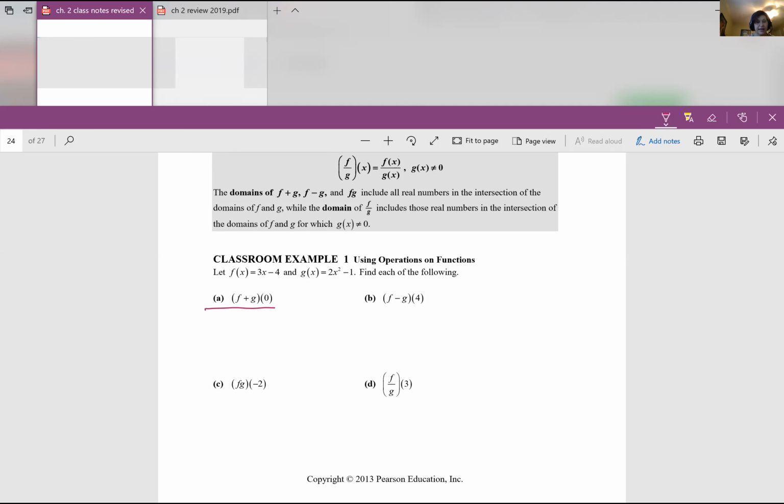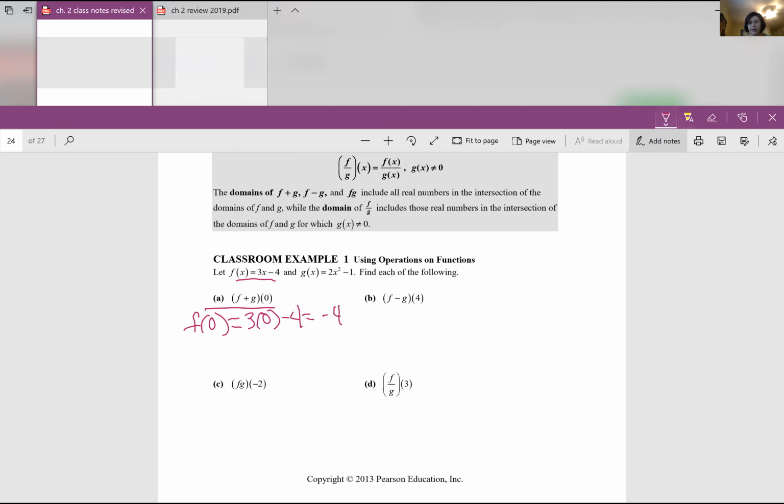And you may be thinking, well, what am I supposed to do with that? Well, all you're going to have to do is this. You're going to take f of 0, which means I go to the function that says f of x, and 0 goes in for what? For x. For x, that's right. So I'll take the f of x function and I'll put in 3 times 0 minus 4. Now, solve that for me. What is 3 times 0 minus 4? -4.